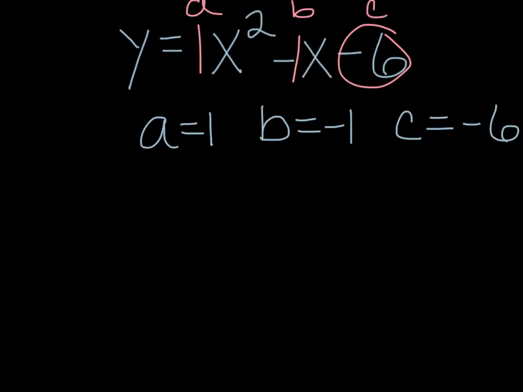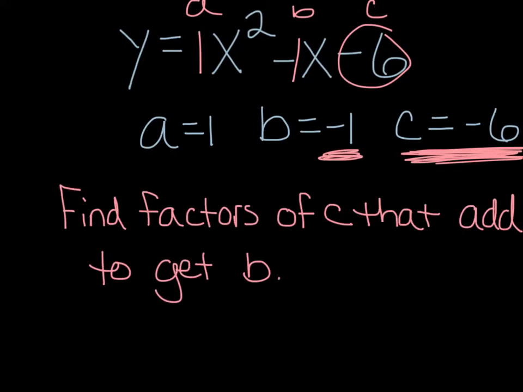So what you want to do is you want to look at C. You want to look at that last number, and you want to find factors of C that will add together to give you B. So write that down. And keep in mind that this is only the process we're going to use when A is 1. In the next section, we'll do some factoring where A is bigger than 1 or different from 1. But just for our simple factoring, we're only going to do this for A is 1. So in this case, we've got C is negative 6.